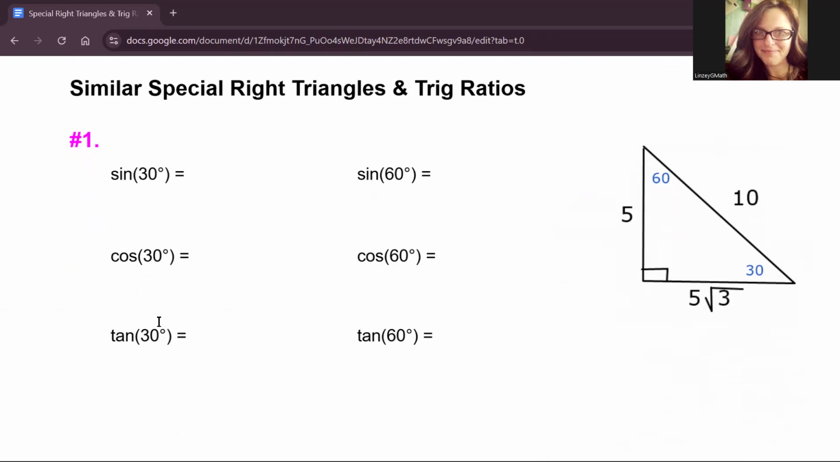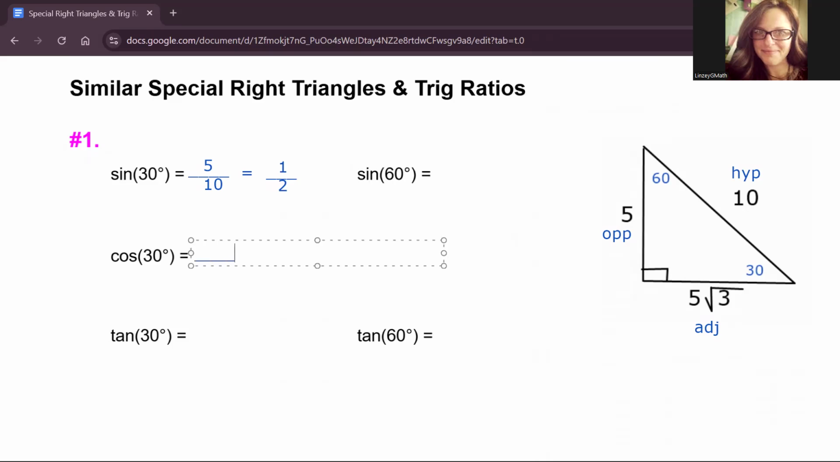Let's start with sine, cosine, and tangent of 30 degrees. Opposite side of 30 degrees is 5. Adjacent side of 30 degrees is 5 square root 3, and the hypotenuse is 10. Sine of 30 degrees, opposite over hypotenuse, and this reduces to 1/2. Sine of 30 degrees is always 1/2.